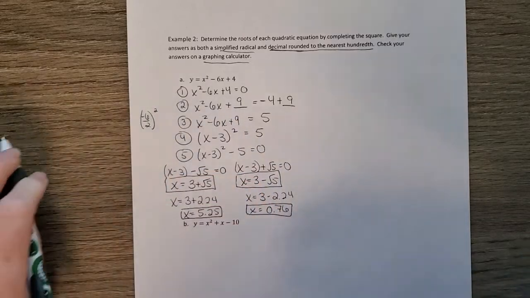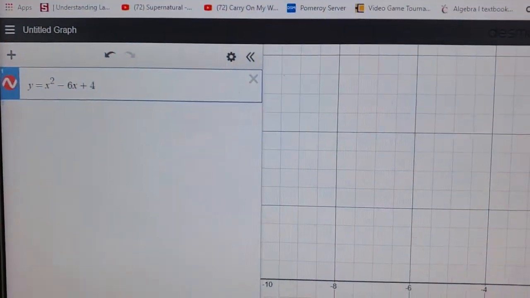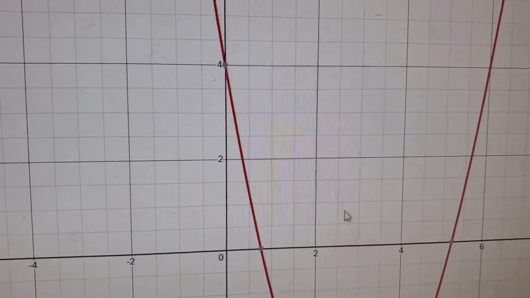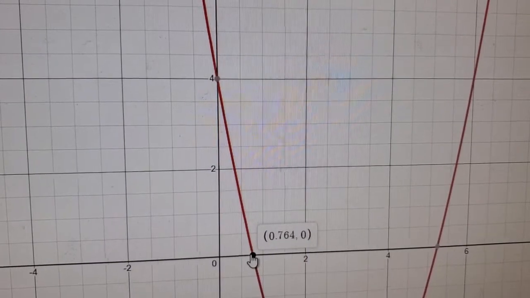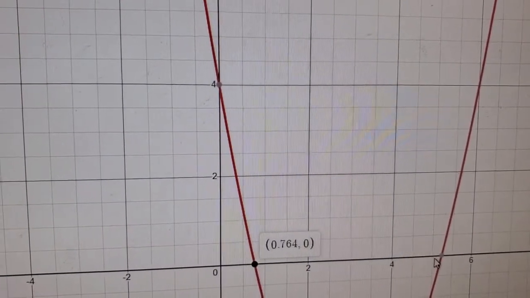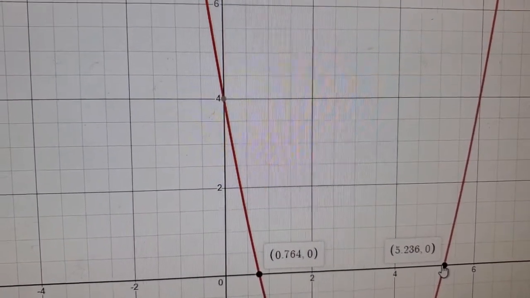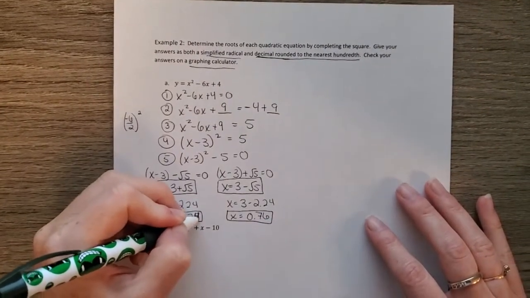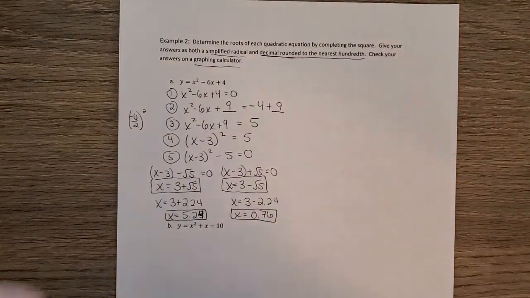So now we're going to put this in a calculator. So x minus 6, x plus 4. Here's the graph. If I go to my intercepts and click on them, we got the 0.76 and the 5.24. And I just realized I wrote this 5 instead of 4 here. 5.24, that would be the sum there. Okay, so you can see how you can check your answers with the graphing calculator once you finish solving them.